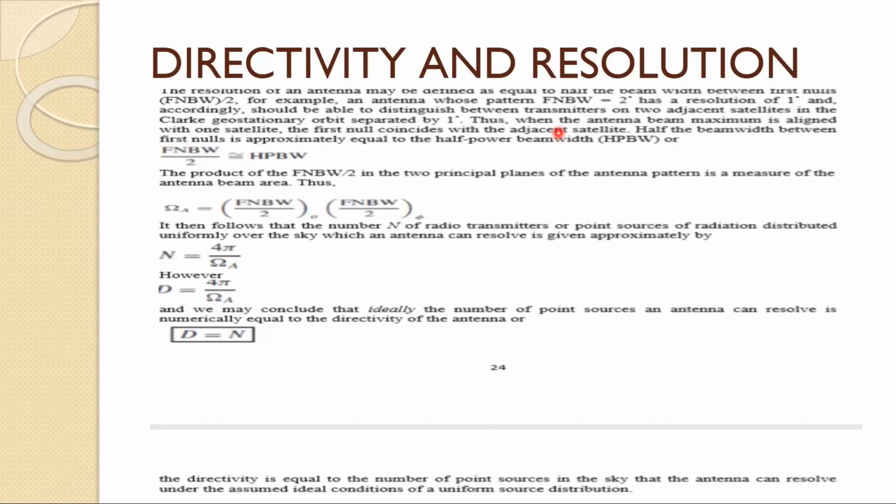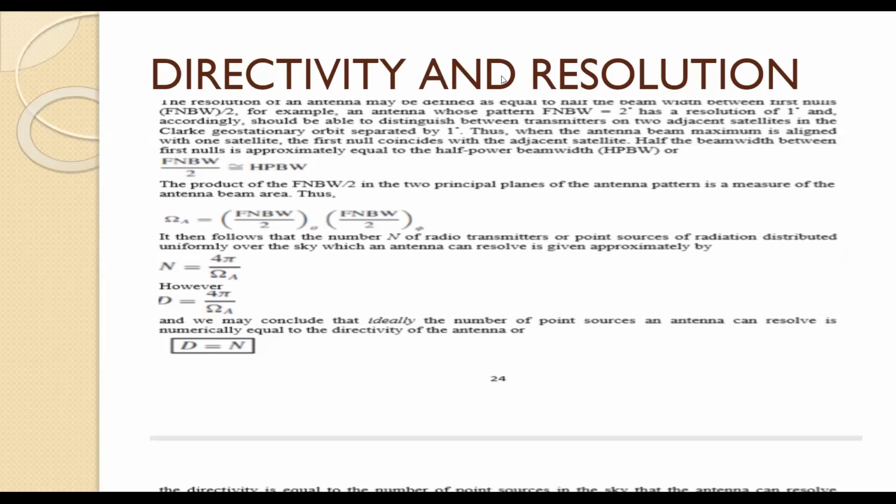So total N equals what? N equals 4 pi divided by Omega A, 4 pi divided by beam area or beam solid angle. Therefore, directivity equals 4 pi divided by Omega A. So directivity equals N, simply called directivity.